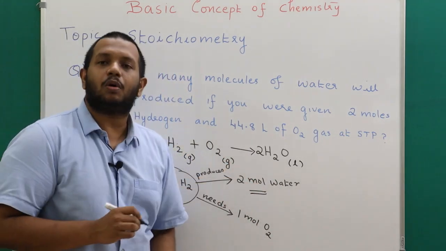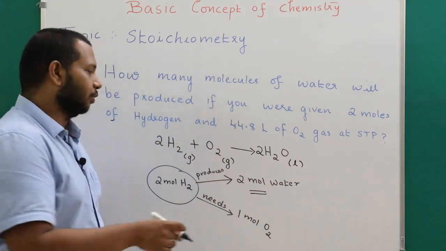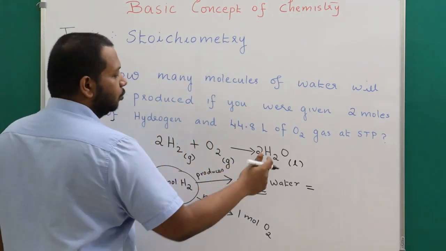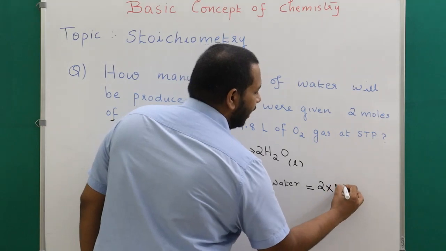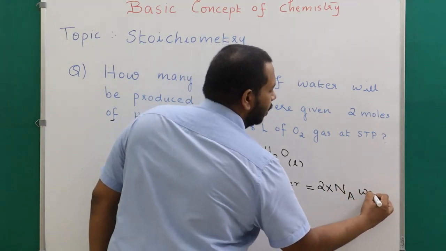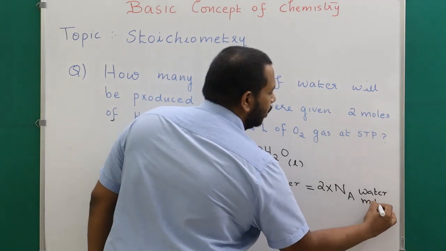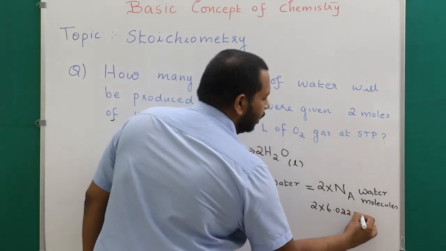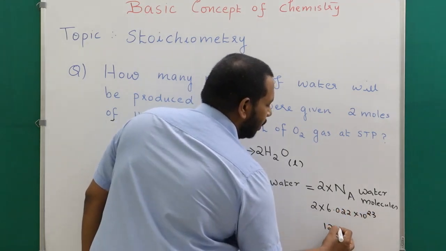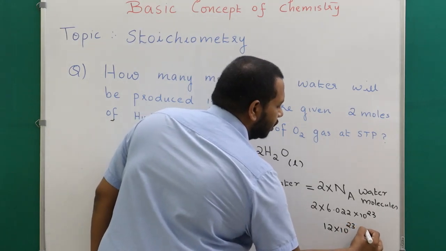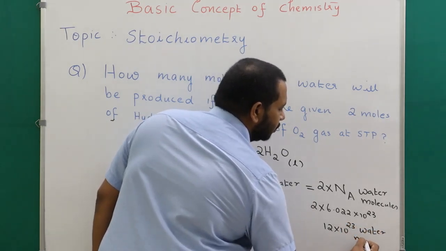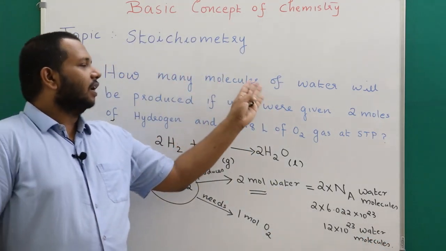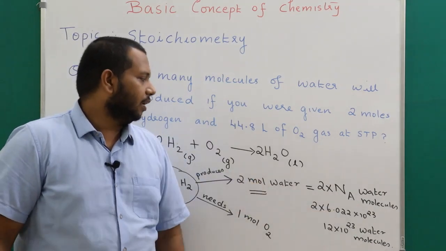The answer is in 2 moles. I want to convert this into molecules. I know 1 mole is equal to Avogadro number of water molecules, so 2 mole means 2 into Na, 2 times Avogadro number of water molecules. So the answer is 2 into 6.022 into 10 power 23, which is 12 into 10 power 23 water molecules. In the question they are asking how many molecules of water, and I have found it.